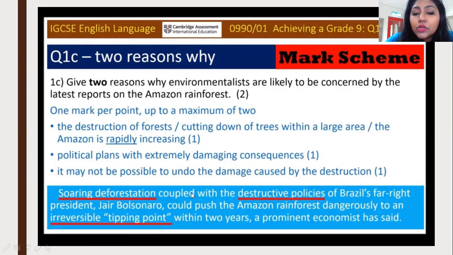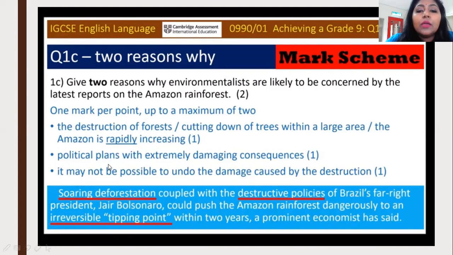Soaring deforestation coupled with the destructive policies of Brazil's far-right president, Jair Bolsonaro, could push the Amazon rainforest dangerously to an irreversible tipping point within 2 years, a prominent economist has said. So here, 2 reasons why the environmentalist likely to be concerned. Definitely because of soaring deforestation. You can definitely take it directly from the text, or in case you would like to put it in your own words, make sure that you do not change the original idea or the actual context. So you can put it as the destruction of forest, cutting down of trees within a large area, or the Amazon is rapidly increasing. So here you can get 1 mark.